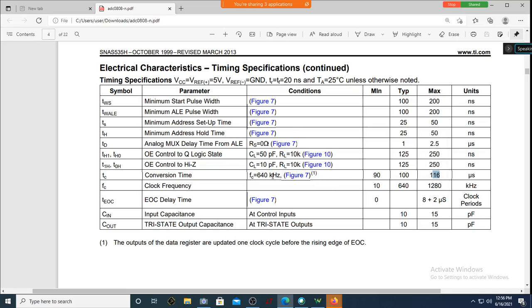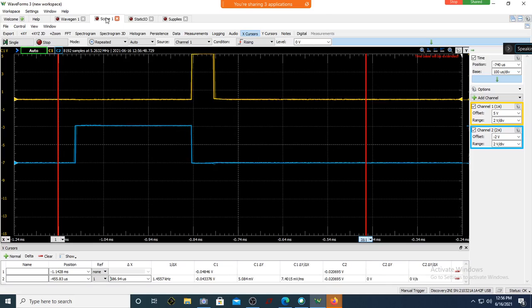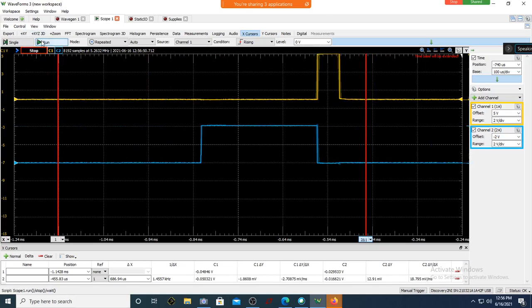Suppose the frequency is 100 kilohertz. What is 100 kilohertz? One clock period is 10 microseconds, no? What is 10 microseconds times 64 cycles? It should be 640 microseconds. Correct? Can you see, were we getting 680 microseconds as the conversion time?